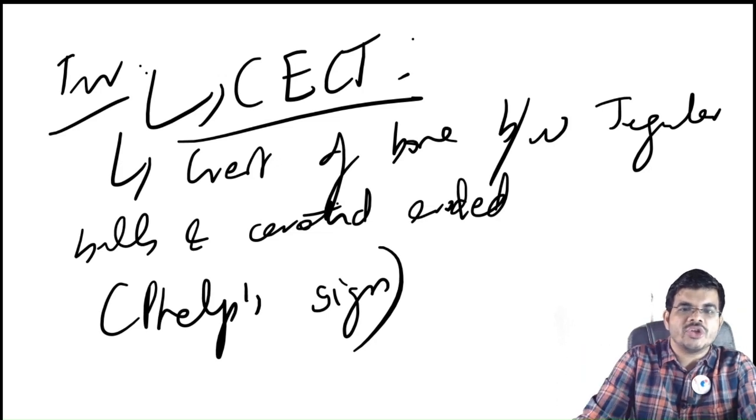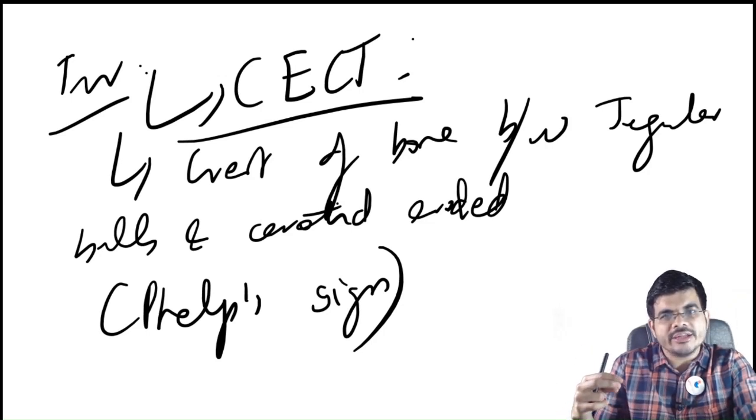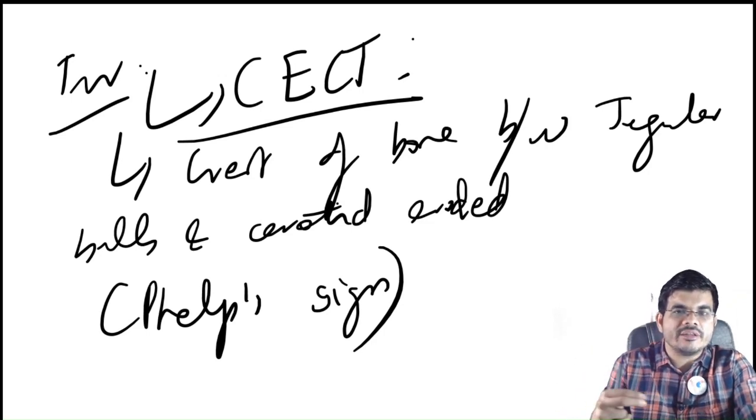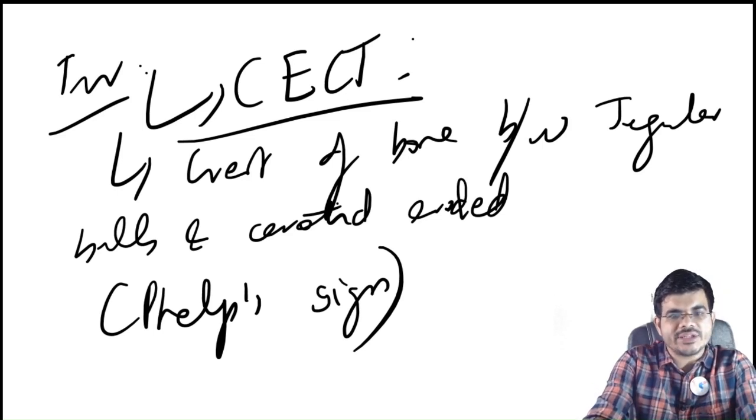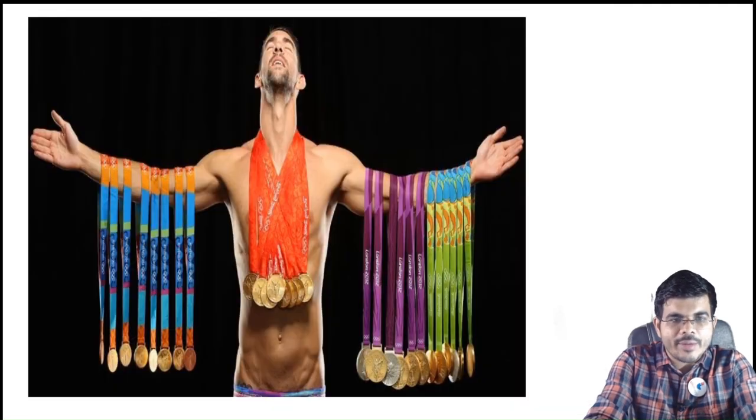This is because the contrast will be flowing through the carotid and the internal jugular vein, and this helps in appreciating the bone in between these vessels, which is getting eroded in a better manner. Okay, so that is the importance of the Phelps sign, and here you can see how the bone is eroded by the glomus tumor. Between the carotid and the internal jugular vein, you have the bone getting eroded. That is what is known as the Phelps sign.